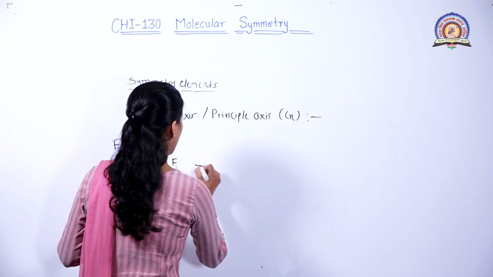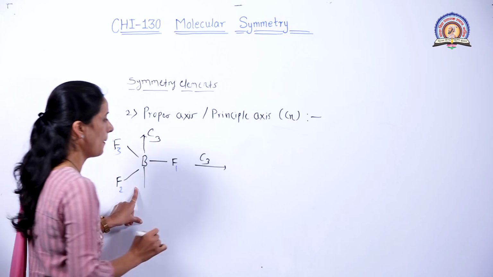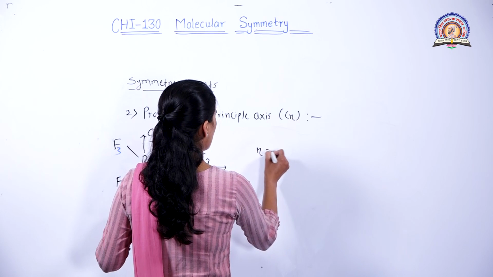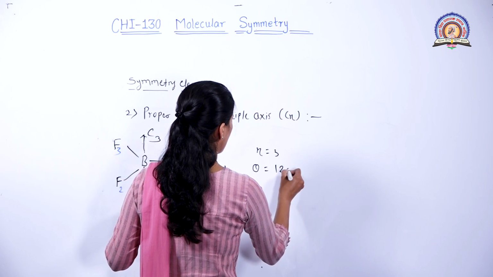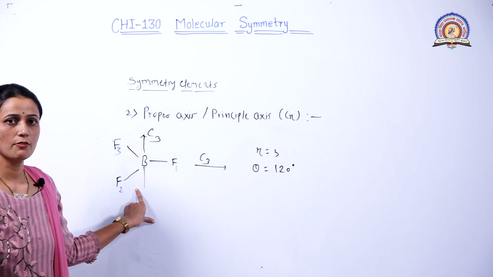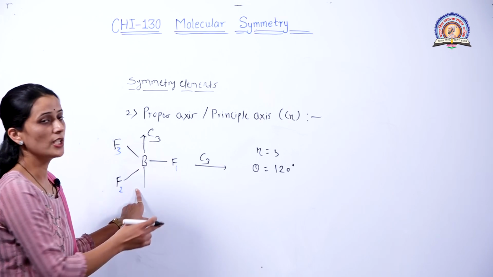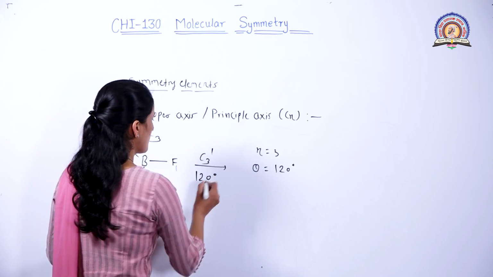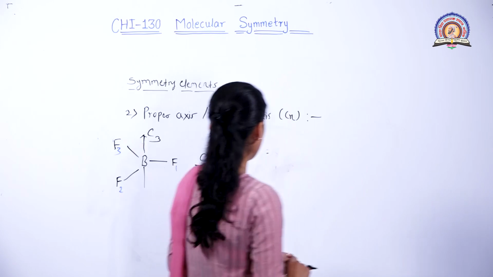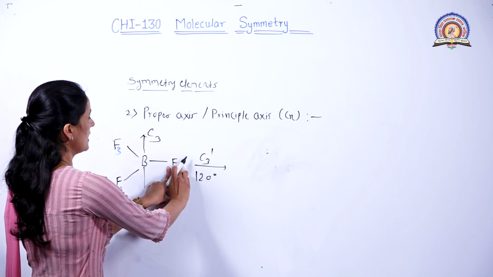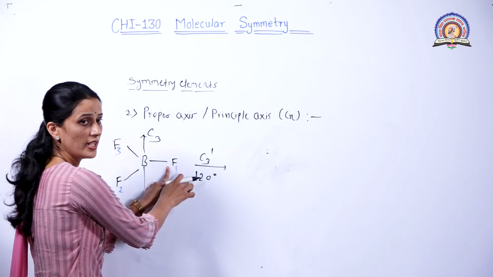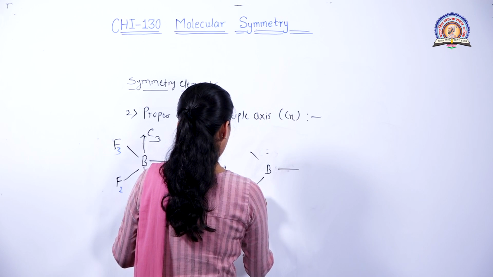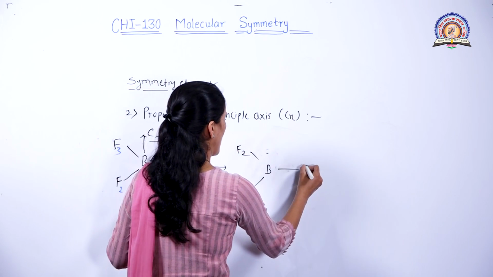So let's see its operation, that is C3. But what is the degree of rotation? As n is equal to 3, theta is equal to 120 degrees. So I have to rotate this molecule at 120 degrees. That is C3-1. See the positions at 120 degrees: F1 is here, F2 is here and F3 is here. These are the changes of the molecule.